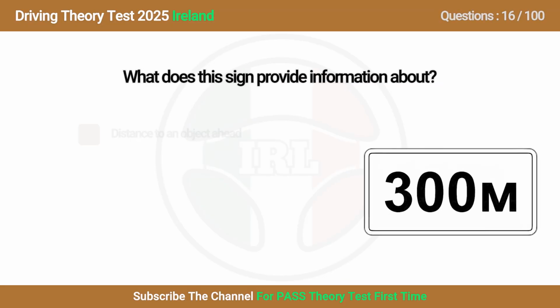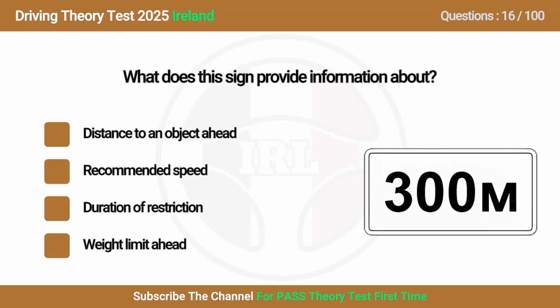Question 16. What does this sign provide information about? A. Distance to an object ahead. B. Recommended speed. C. Duration of restriction. D. Weight limit ahead.